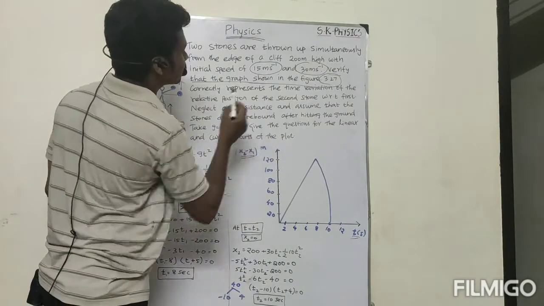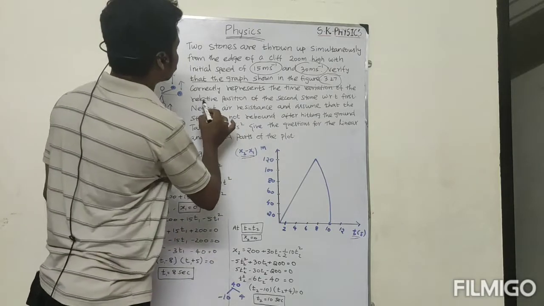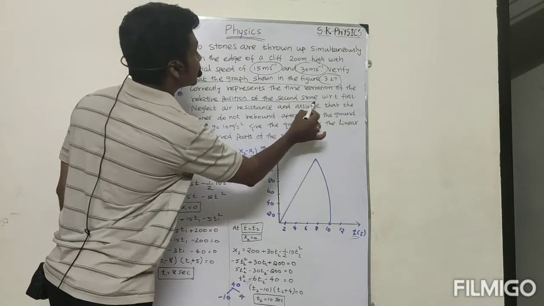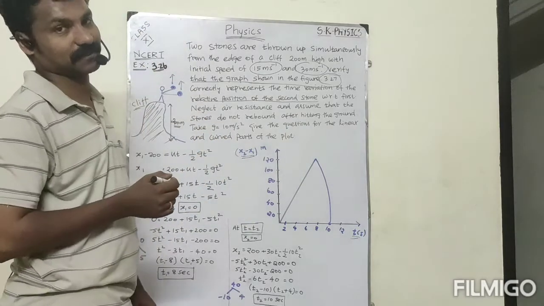It correctly represents the time variations of the relative position of the second stone with respect to the first.